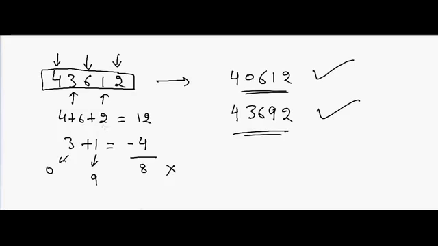Another possibility is that I change these numbers. Because I'm subtracting 4, if this number somehow becomes 15, then I can make it divisible by 11. So I can change this number 2 to 5. That will be 43615, and this number should also be divisible by 11. I hope this trick helps, and I'll see you in the next trick. Thanks.